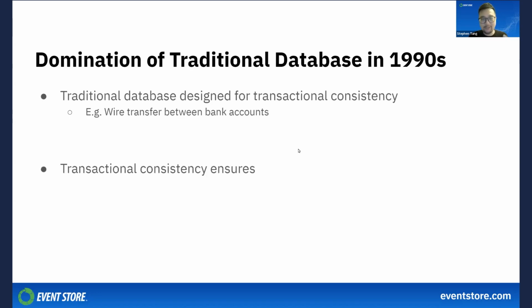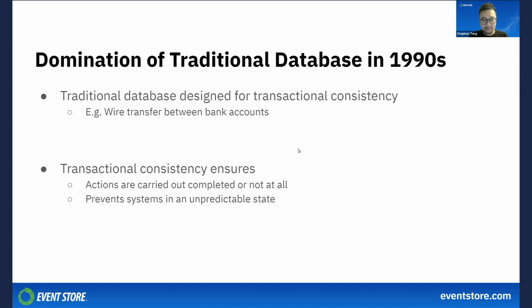So transactional consistency ensures that a series of actions in the system are carried out completely or just not at all. And this prevents the system from ending up in an unpredictable or erroneous state. As a result, users can trust the system to maintain its integrity, even after a lot of complicated actions.